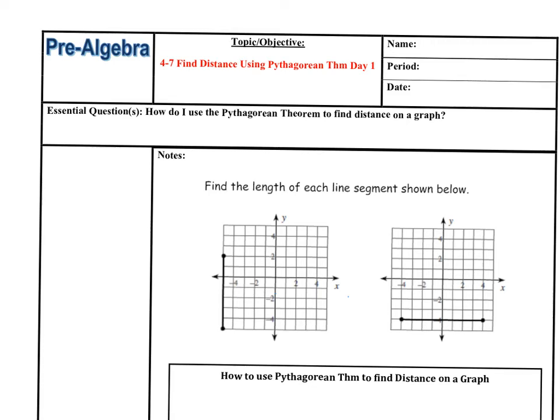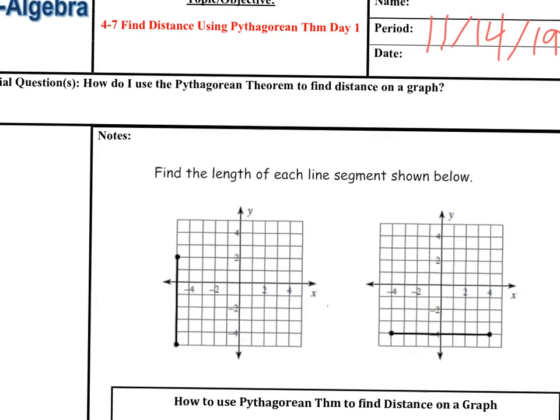Today we're going to be finding the distance using the Pythagorean theorem. So the date that we're going to put on the side is 11/14/19. Our first example is asking us to find the length of each line segment shown below.